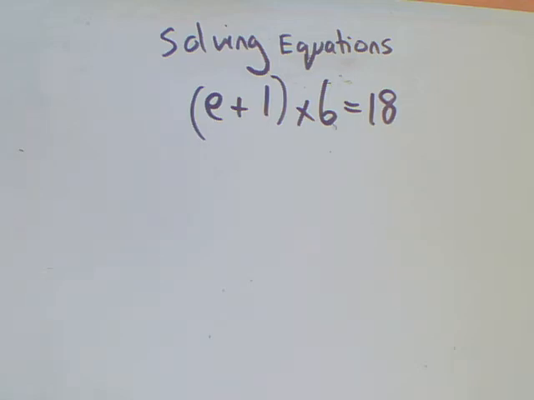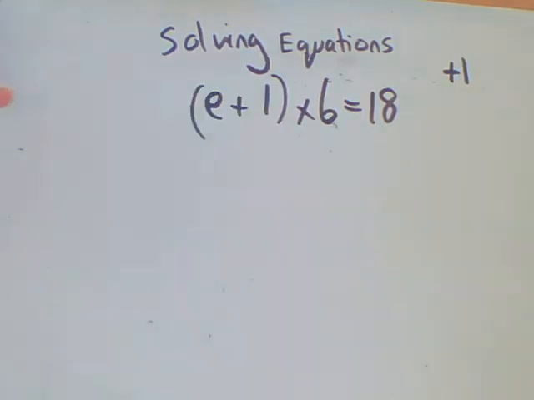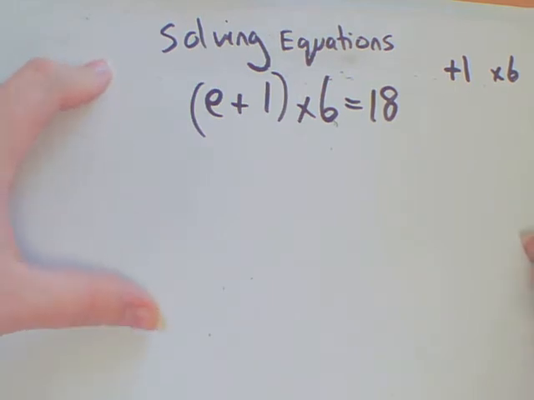Welcome to this video on solving equations involving brackets. So this is the question we're going to have a go at first. This equation is telling me to take my value, add 1 first, because if I follow BIDMAS, that is the brackets first, then multiply it by 6 to get my answer of 18.